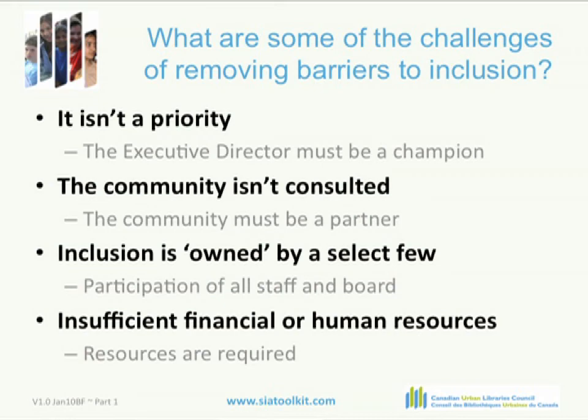And finally, the last challenge, one of the most significant ones as well, is insufficient financial and human resources. This work will cost some money and it will take some time. So ensure that if you're about to embark on social inclusion, that sufficient financial and human resources are allocated.